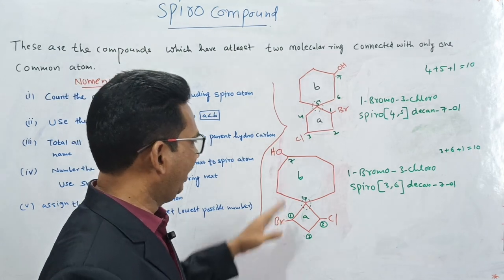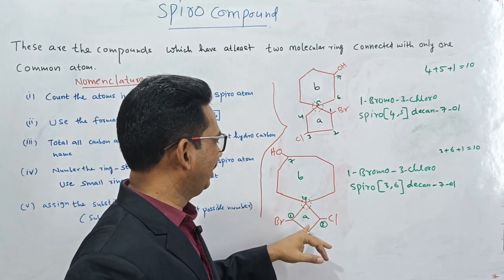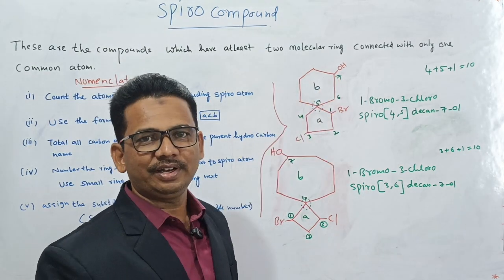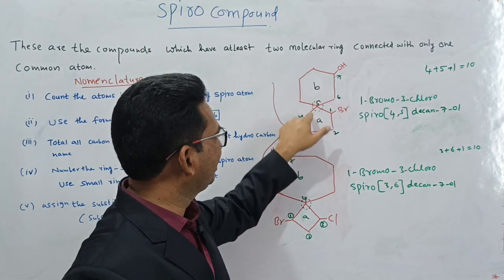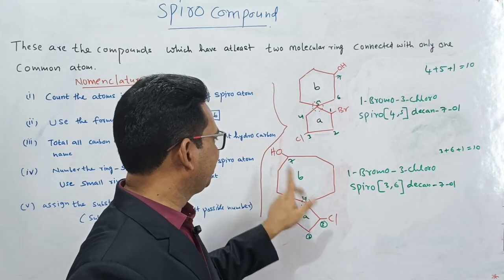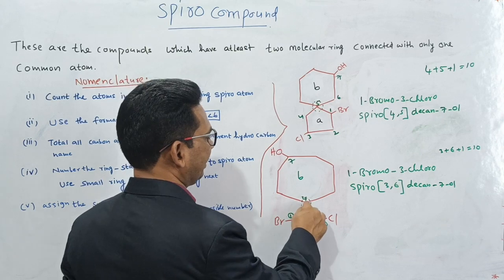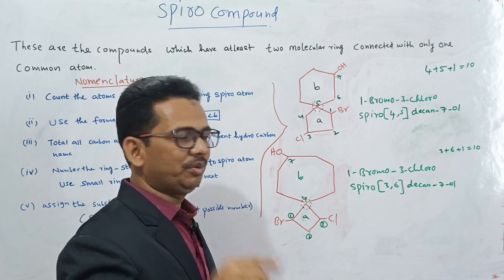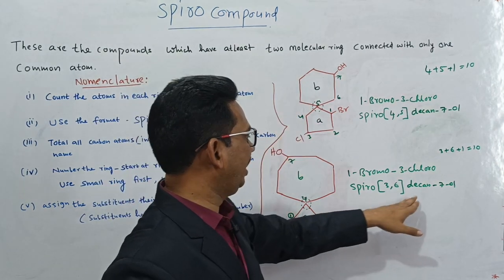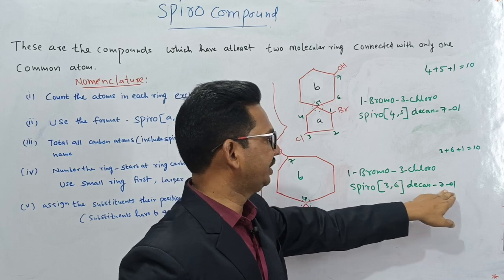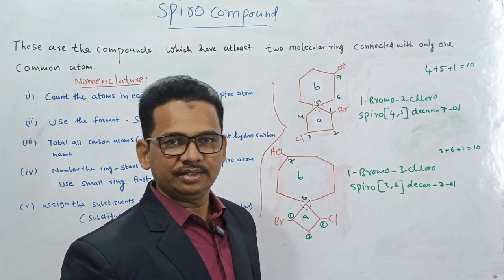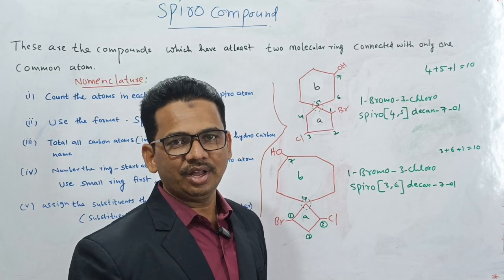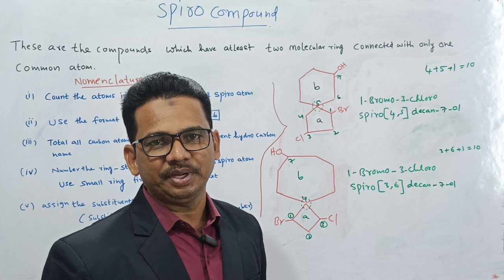Then we are not writing cyclohexane, cyclobutane, cyclopentane. We are not mentioning that. We are mentioning it as Spiro. The basic moiety is Spiro, because both rings are connected with a single atom. Then the remaining we give as the normal carbon hydrogen chain name only. Then suffix, prefix, substituents, all things remain the same according to IUPAC. These are the Spiro compounds.